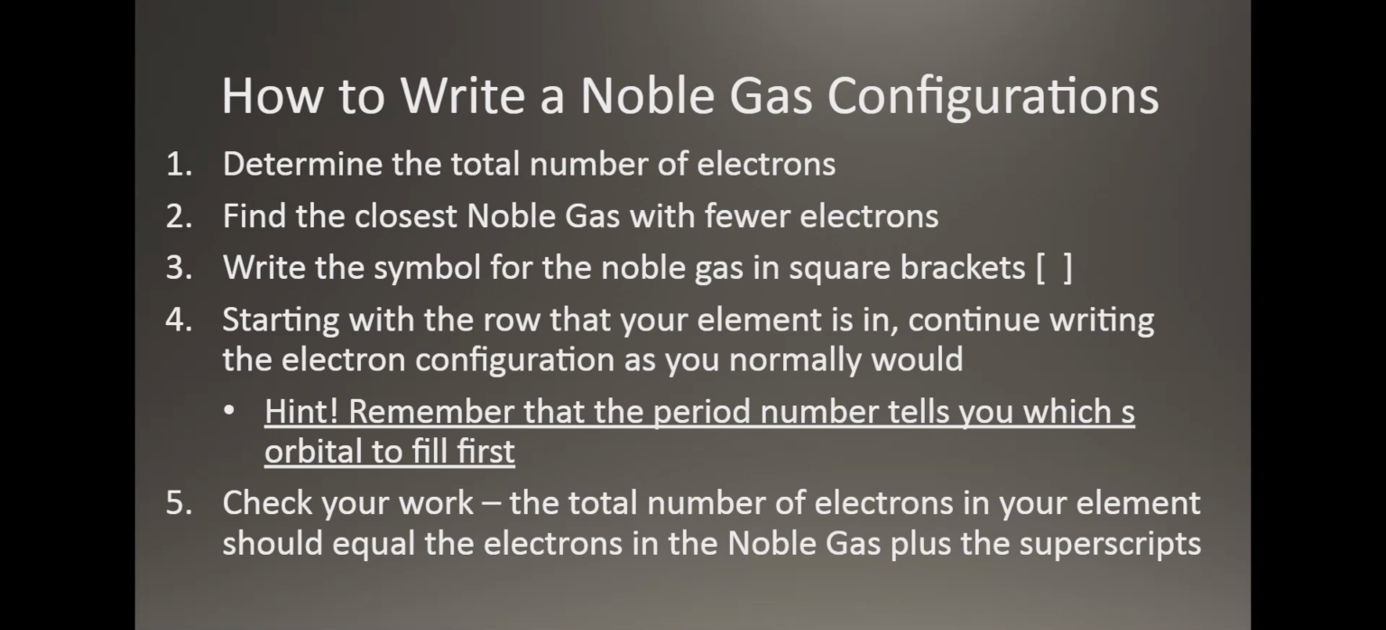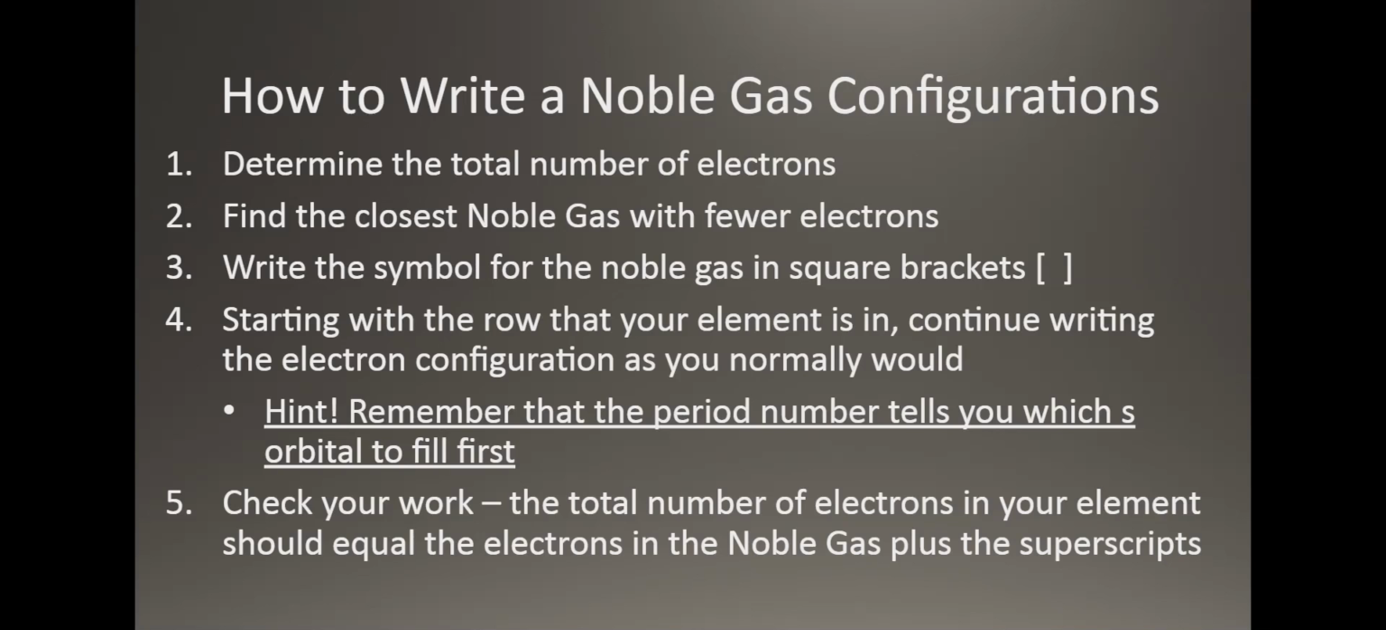So let's figure out how to do this. Same first step: we want to figure out the total number of electrons. Remember, we can check our work by adding up the superscripts plus the number of electrons from the noble gas that we're using. We want to find the closest noble gas with fewer electrons. This is key. It always has to have fewer electrons. You can check that: the atomic number of the noble gas should be smaller than the atomic number of the element that you're using.